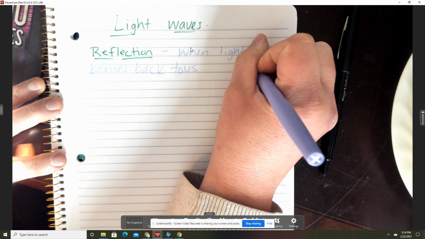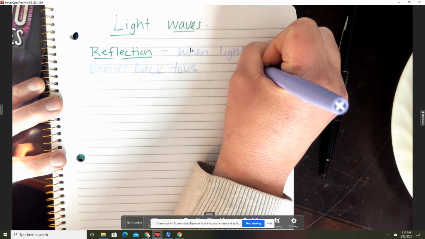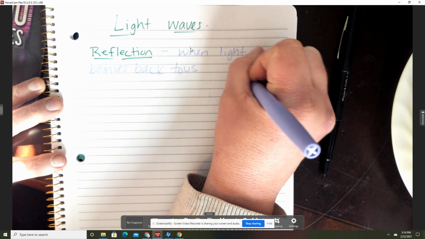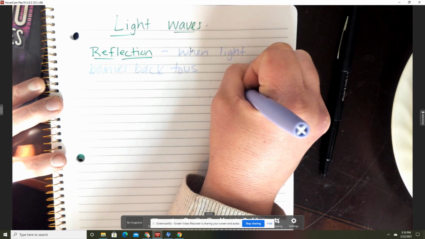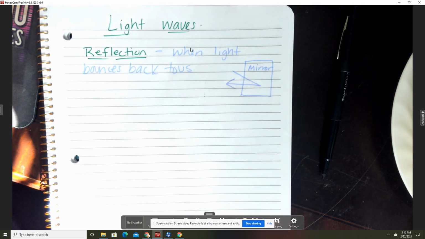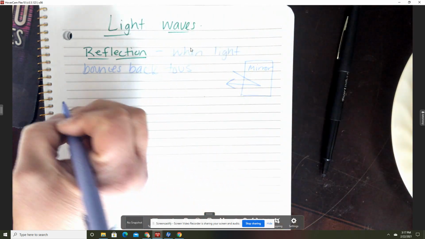So if you have a mirror, the light hits it and then bounces back, okay? If you have any kind of surface that you can see yourself in, that is the light bouncing back to us, okay? And also, there's another way to look at this.